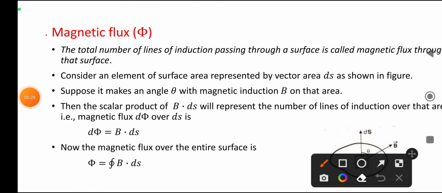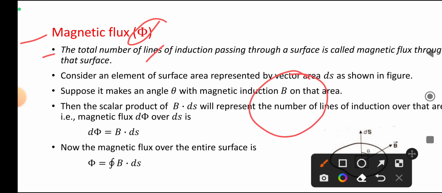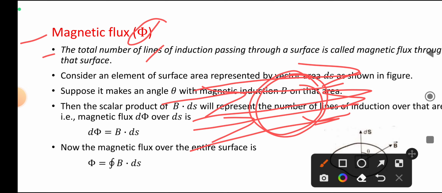And see the next one, magnetic flux. Magnetic flux is denoted by the symbol phi. The definition is: the total number of lines of induction passing through a surface is called the magnetic flux through that surface. Here it is a surface; through this surface, how many magnetic lines are passing? That number is called magnetic flux.